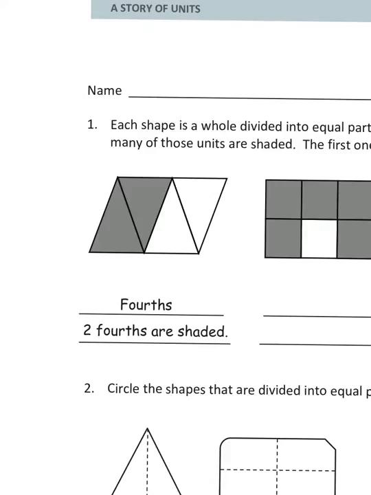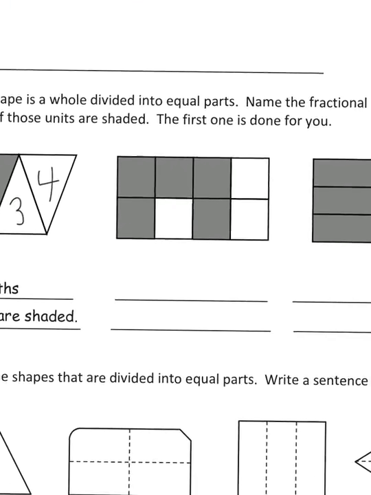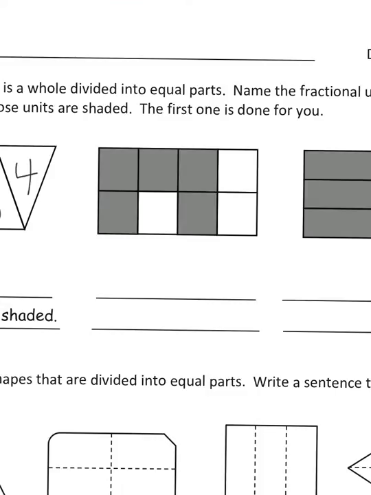We can see that our fractional unit is fourths. 1, 2, 3, 4, and 2/4 are shaded. Next one, let's count how many equal parts. 1, 2, 3, 4, 5, 6, 7, 8. The fractional unit is eighths.